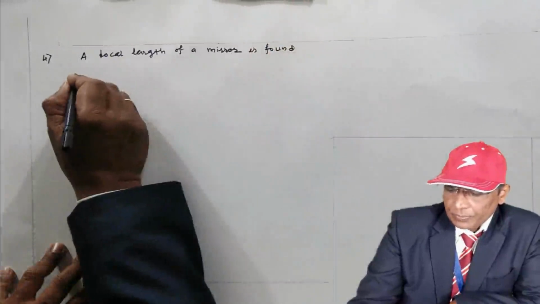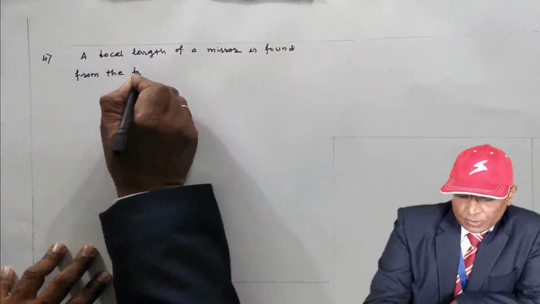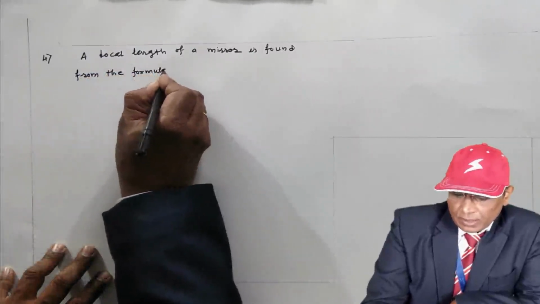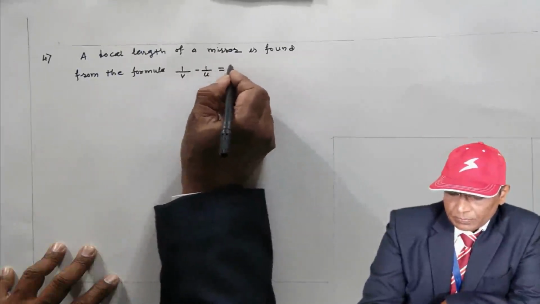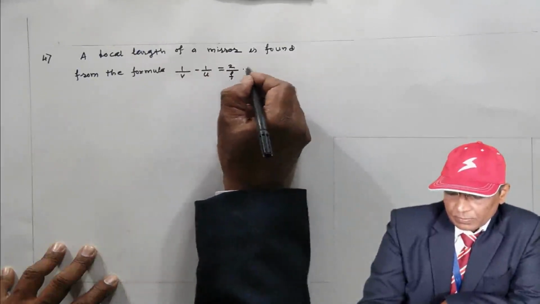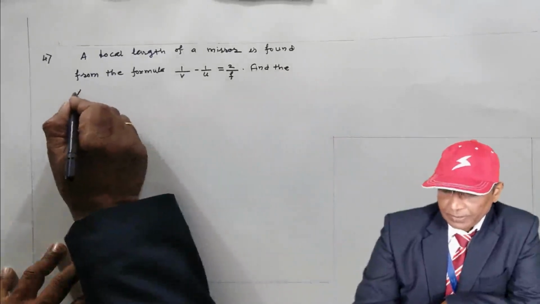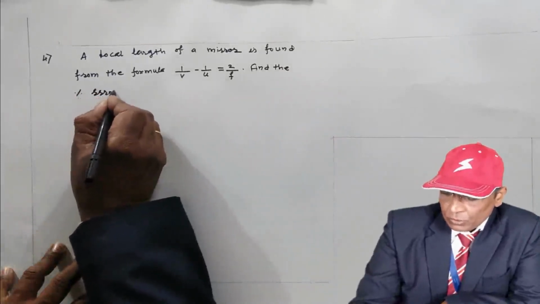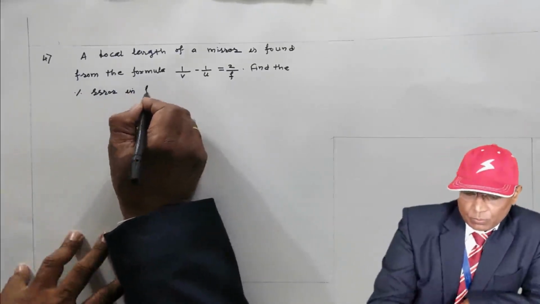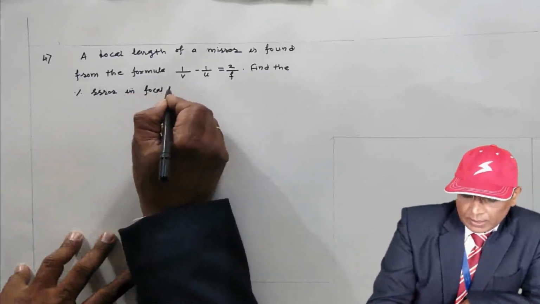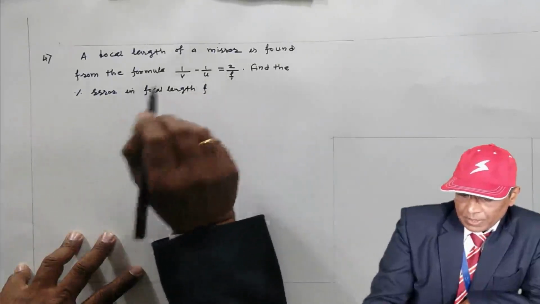Find the percentage error. Find the percentage error in focal length F. You have to find out the percentage error in focal length F, if U and V are both in error by P%.